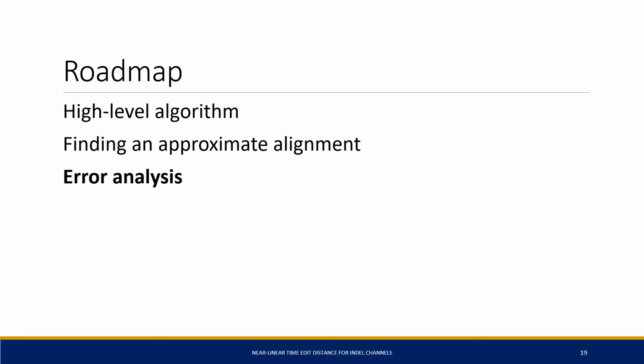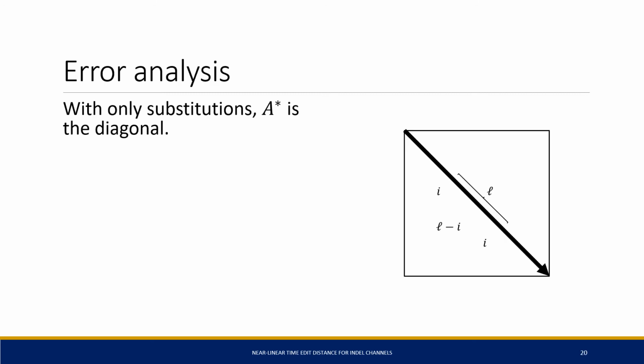So now that we know how to construct the approximate alignment, let's go into the error analysis, which says that the optimal path, the shortest path, must be close to a star, the true alignment. So for this part of the talk, just to simplify presentation, I'm going to consider the substitution only case. That is when the true alignment is just the diagonal. In the paper, we do extend this argument to the case with insertions and deletions, but it requires some more technical detail that I don't have time for here.